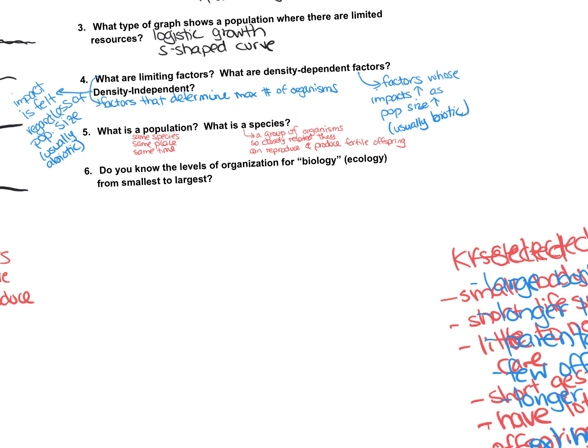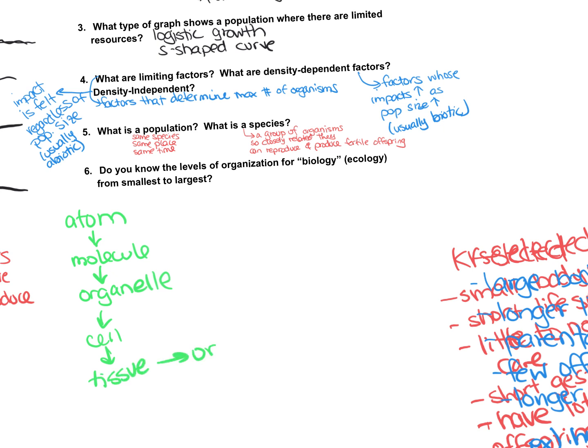Number 6, do you know the levels of organization from smallest to largest? Atoms, molecules make up, perfect, organelles, cells, tissue. Organs. What comes after organ? It's not organism. Organ system.